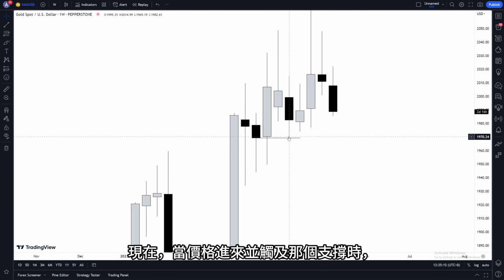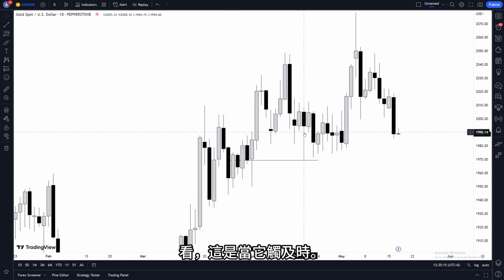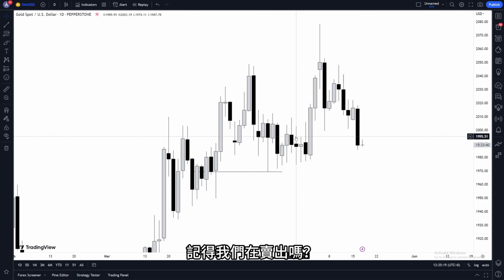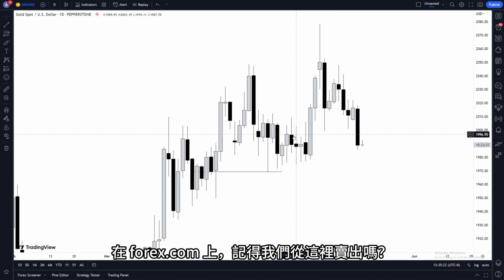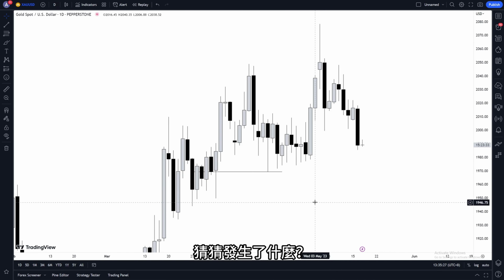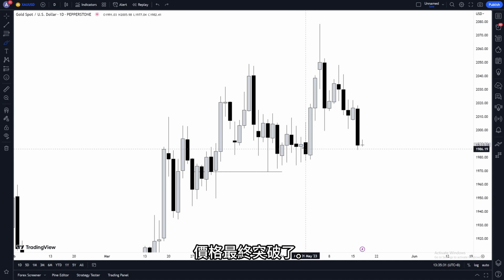and price came in and tapped into that support. Now, when price tapped into that support, we want to look at a daily for a bullish breakout. But guess what? There was no bullish breakout. Look, this is when it tapped. Remember we were selling? Remember we sold from here, guys, on Forex.com? Then there was the open close. We sold from here as well. Guess what happened? Price eventually broke out.